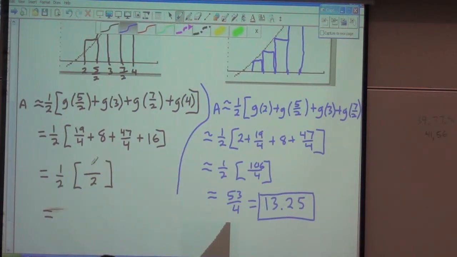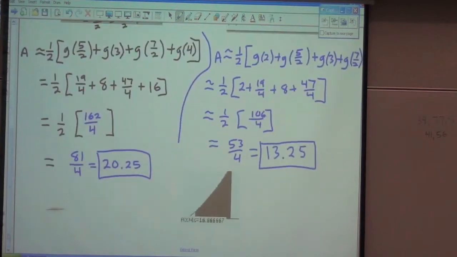Yeah, this should have turned out to be, before we reduced it, 162 over 4. Yeah, and then 2 goes into 162, 81 times. Yeah, that's a lot closer to what we have, and still, the 13.25, is it closer? They're pretty close here, huh?